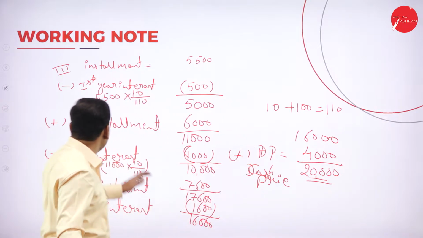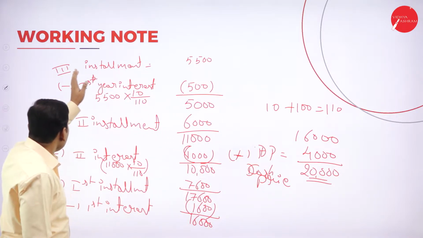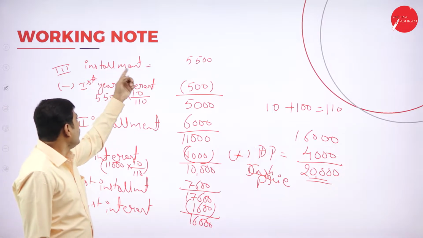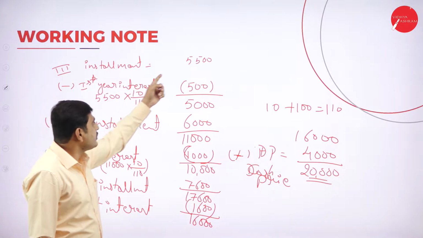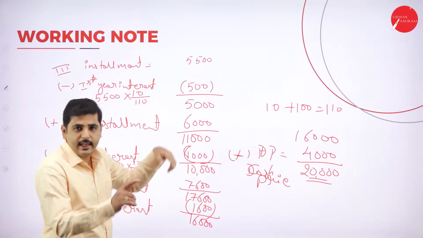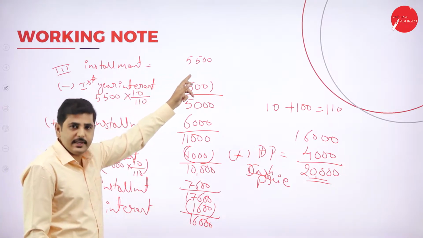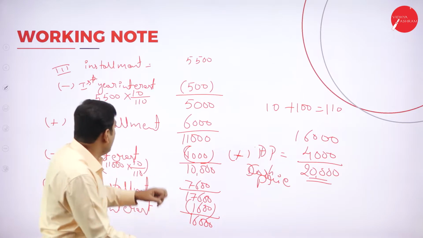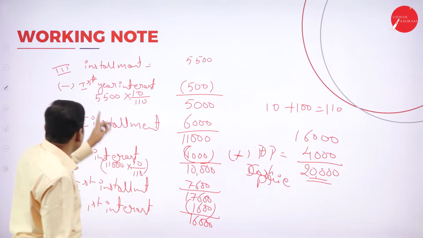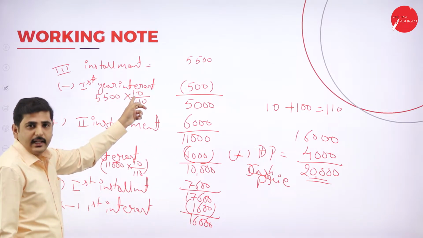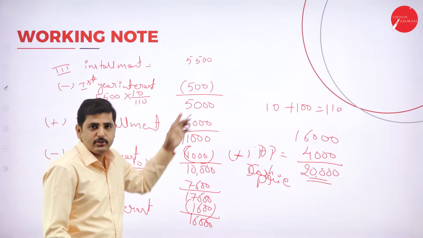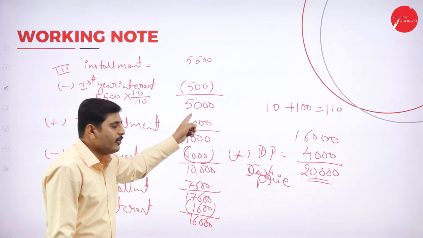Again I am repeating here. Please listen here. So in total, what is the third year installment? It equals 5,500. Again deduct the third year installment. How to deduct? In this 5,500, interest is inclusive. So we have to exclude the interest. 5,500 into 10 by 110, you will get 500. So if you deduct 500, you will get 5,000.